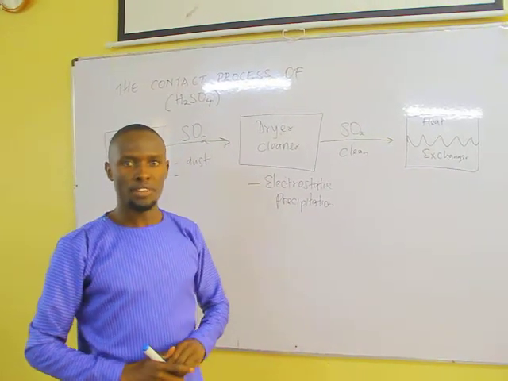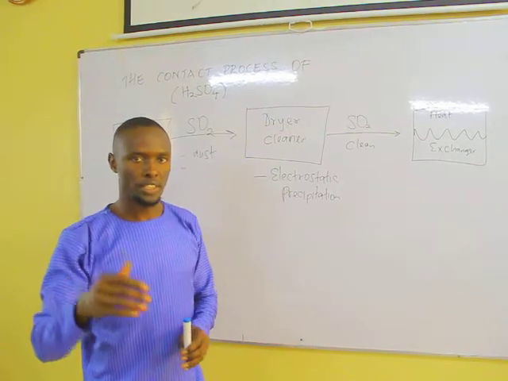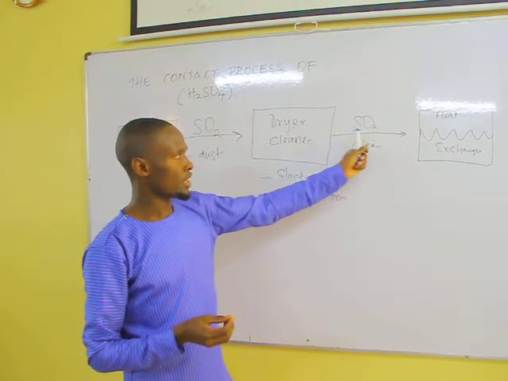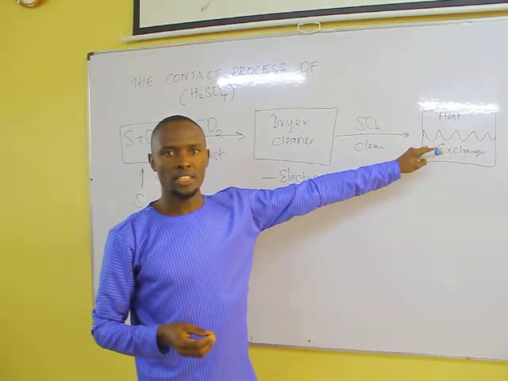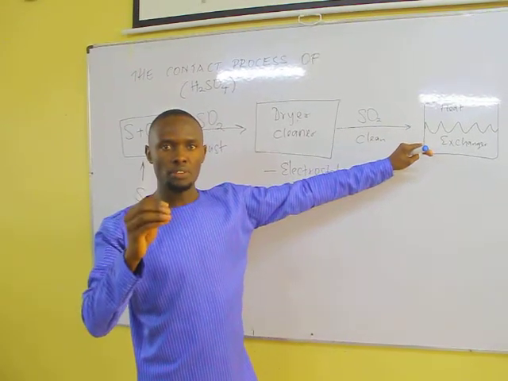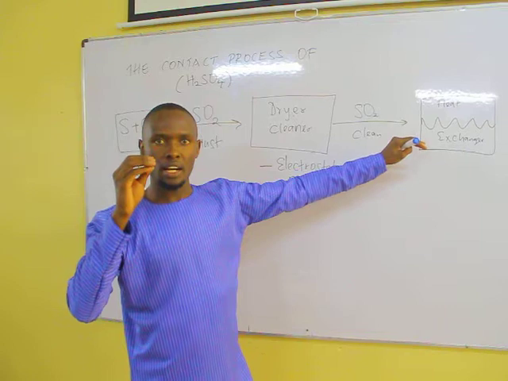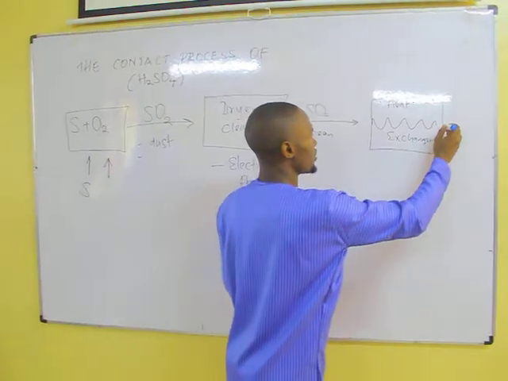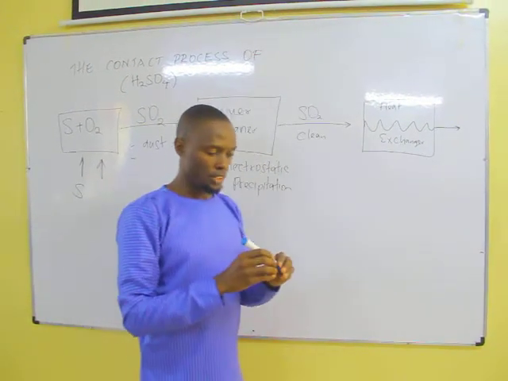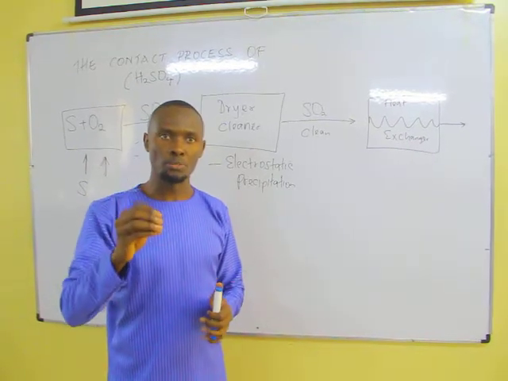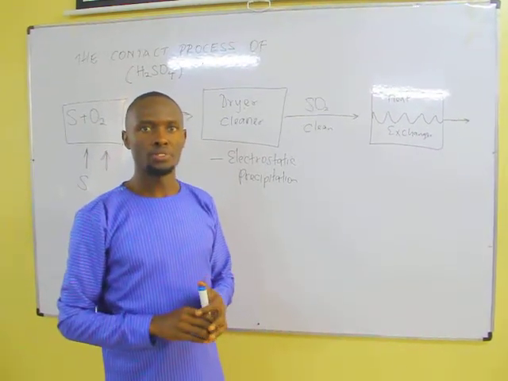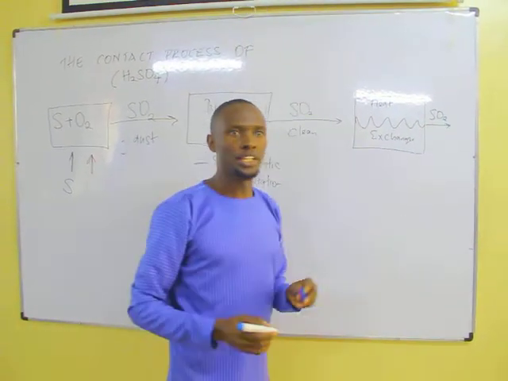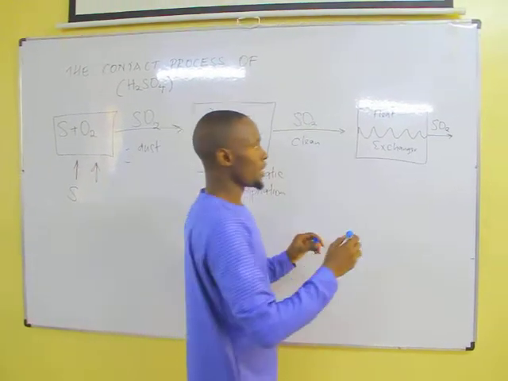And for vanadium 5 oxide to catalyze this process, it needs some temperature. Therefore, this gas must be heated to a certain temperature that is suitable for the reaction, for the action of vanadium. Therefore, in the heat exchanger, sulfur 4 oxide is heated to a suitable temperature, and after attaining that temperature, it will be taken to another chamber where we have the catalyst.